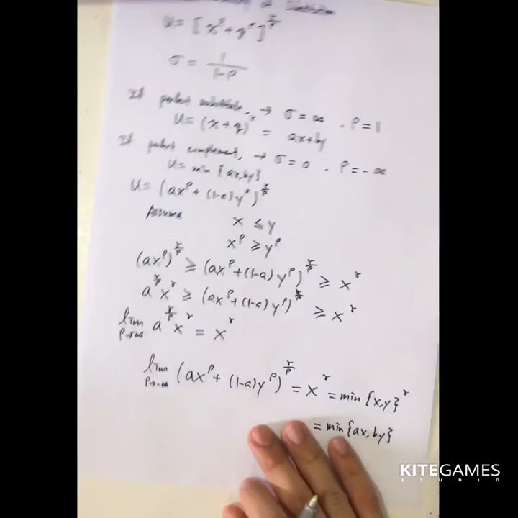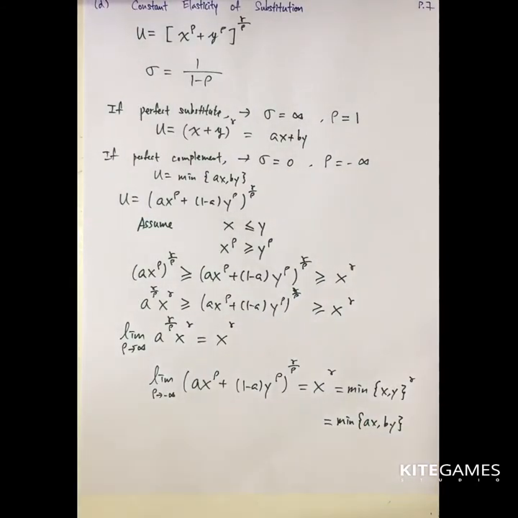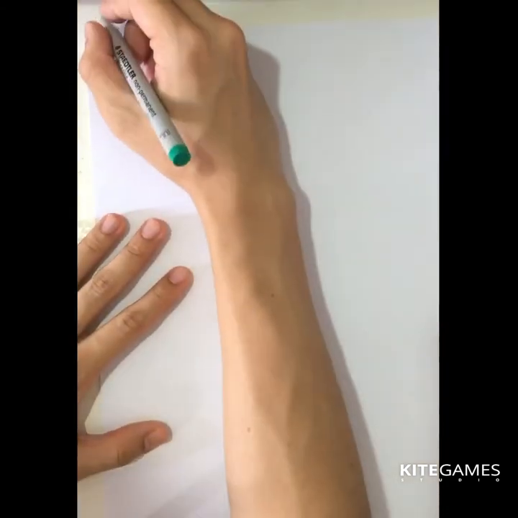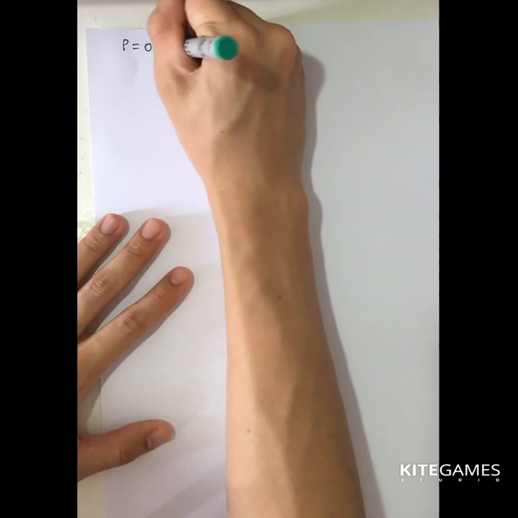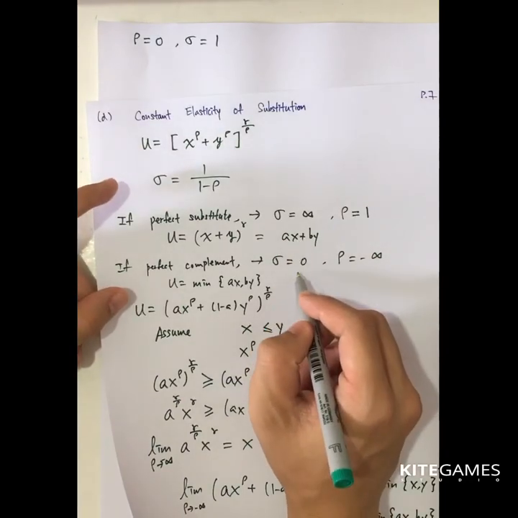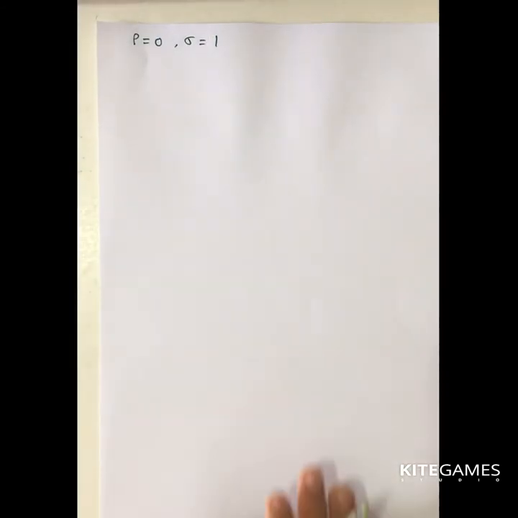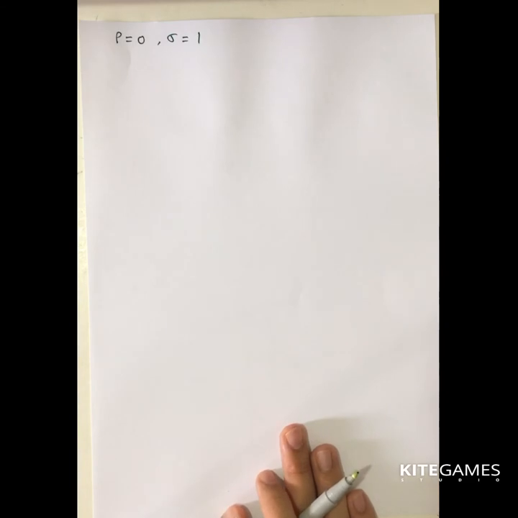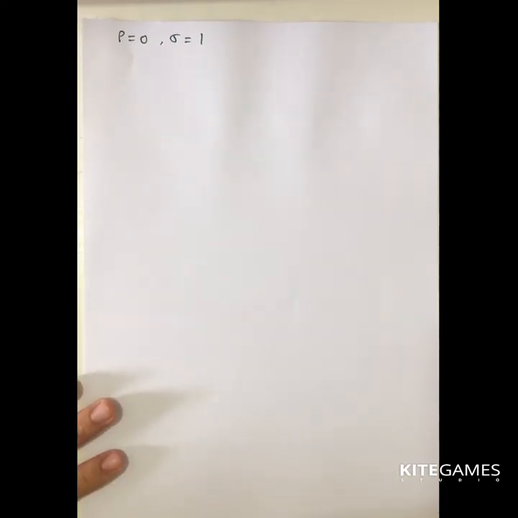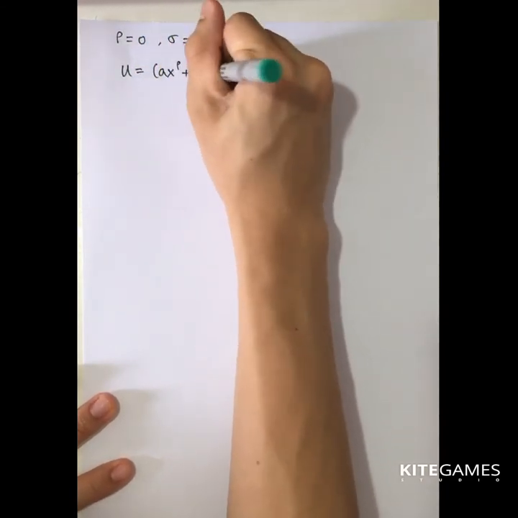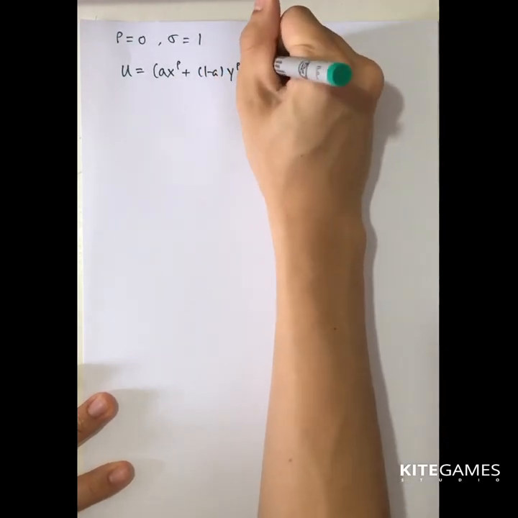Okay, finally, what if ρ is zero, in which the elasticity of substitution is one? So this is the remaining special case. The elasticity of substitution can be zero, can be positive infinity, and can be some constant, say one. So that means the substitution between x and y, the percentage change, is never changing. Again, start from this form of the CES function.